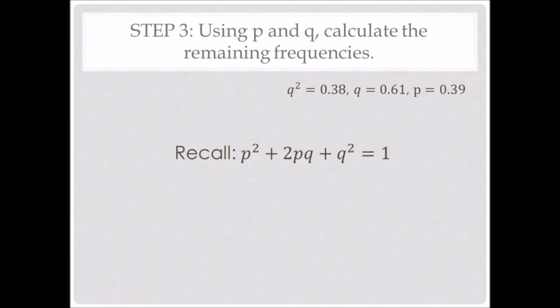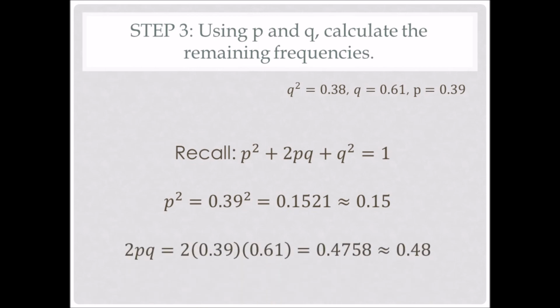Now that we've calculated P and Q, we just need to get everything else in the formula. Recall that we also have Q squared from the very first step, so we're just missing two terms. P squared: you just square P, and it'll give you 0.15. And then you're also going to need 2PQ. You just substitute P and Q in, and you get 0.48.